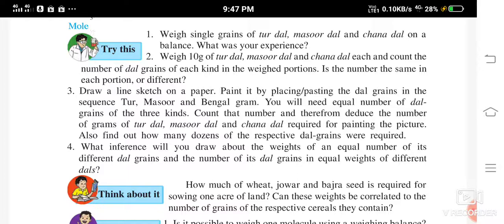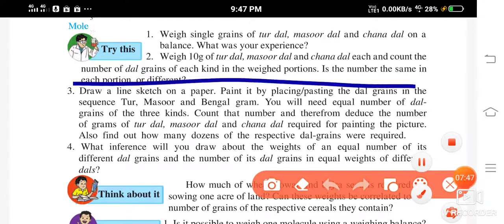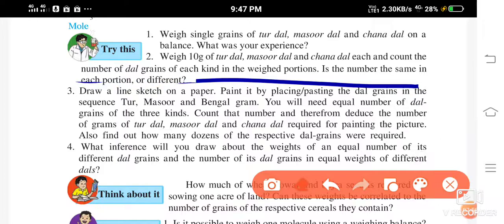You draw a line sketch, just draw a line, and then you are going to paste. You draw 3 lines. First you paste tur, then you paste masoor dal and then you paste Bengal gram. And see, you will need an equal number of dal grains of the 3 kinds. Count that number and therefore deduce the number of grams. So you are going to count how much of tur, masoor and Bengal gram is needed.